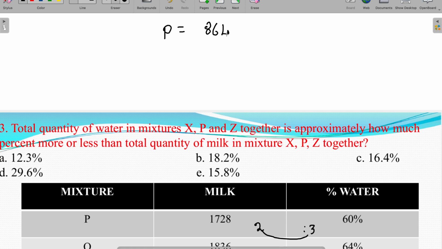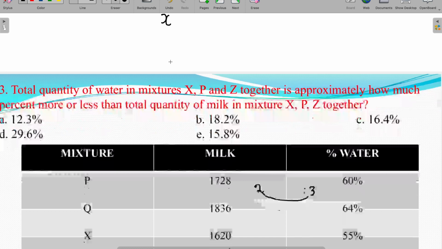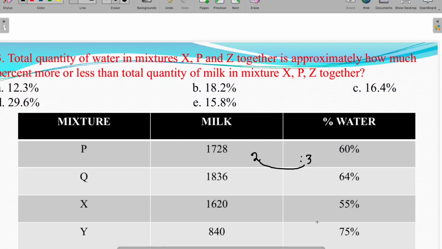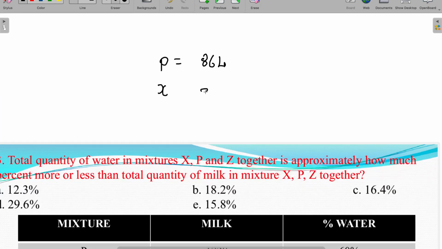1 part is equal to 864. Next I will find out the X value. Here 55% means the other is 45%, which is 9:11, which means 9 parts is equal to 162. I want to find 2 parts, then 1 part is equal to 18. 9 ones are 9, 8s are 180 into 2, 360.